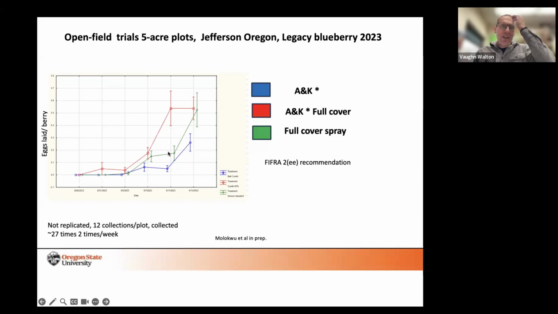What this data shows us is that we're getting more or less similar results to a full cover spray. So this was our first data that we generated in 2023. And so if you look at the y-axis here, we're looking at maybe one egg every 10th berry, which is below threshold for harvesting berries.